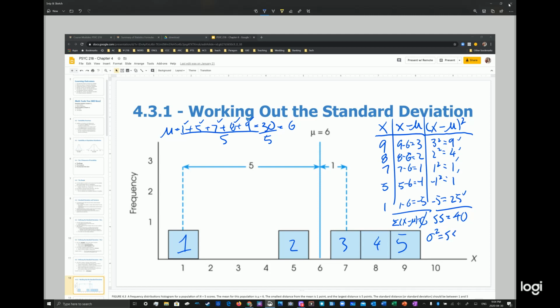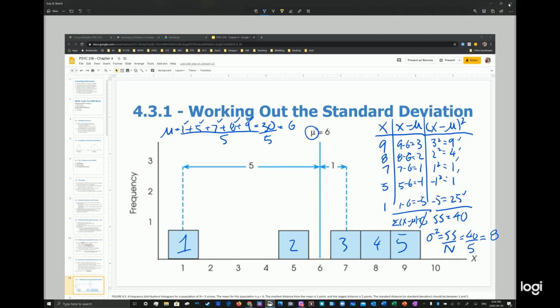Sigma squared, sum of squares over n, because we're using population. Here's the mu, which tells us that. Okay, 40 divided by 5. Oh, phew, much easier. No mistake here. 8. So our sigma squared is 8, and that's our variance.